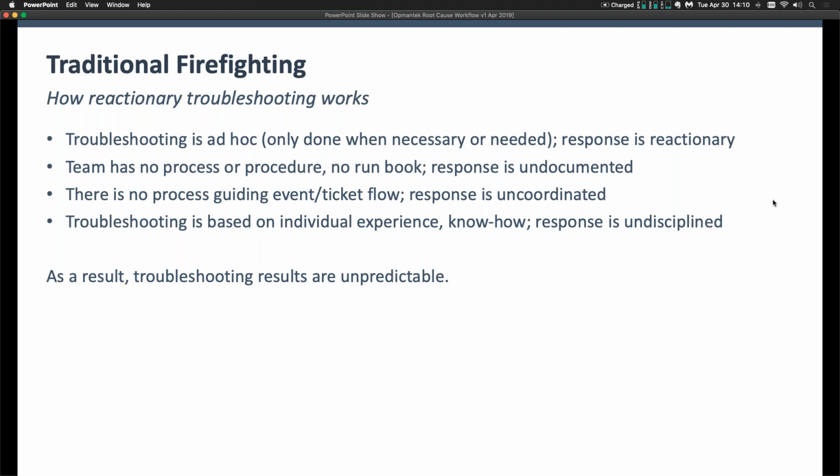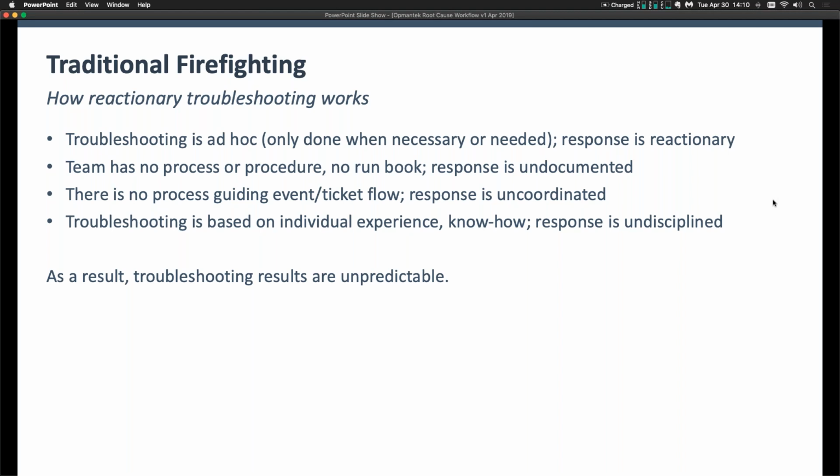Many businesses we talk to have no run book, so they have no documentation as far as what steps should be taken for different types of events, or events on different types of equipment, or equipment that supports certain classes of customers, let's say external customers, VIP customers, customers with very stringent SLA requirements, which all means that overall the responses end up being undocumented.